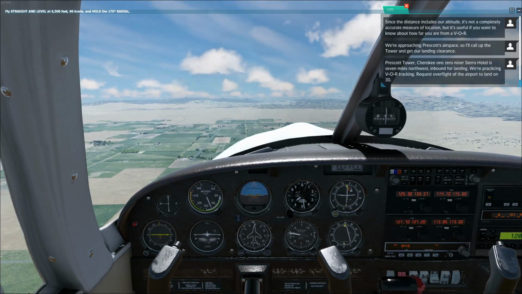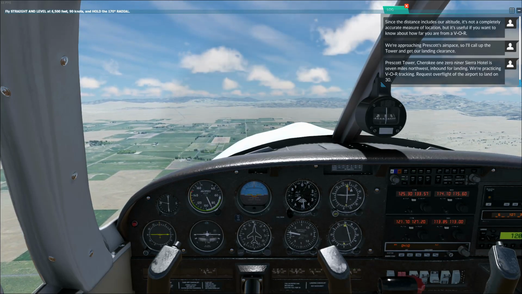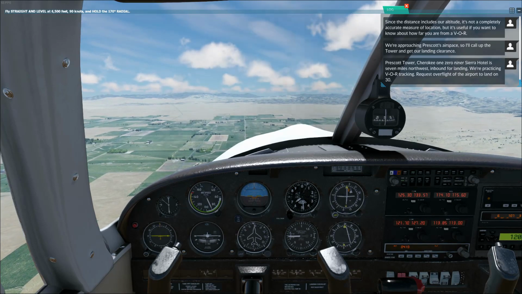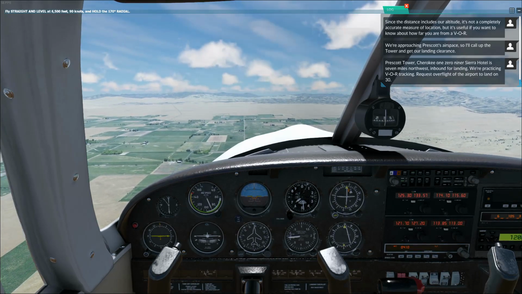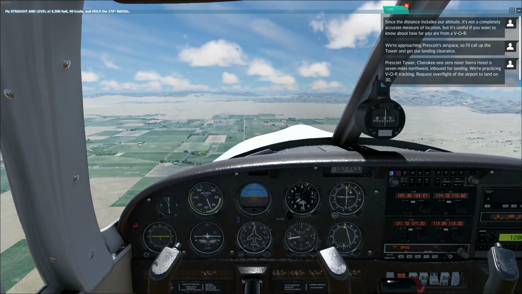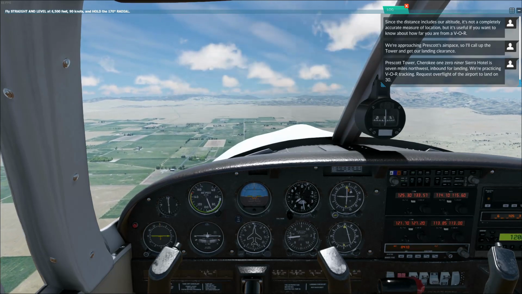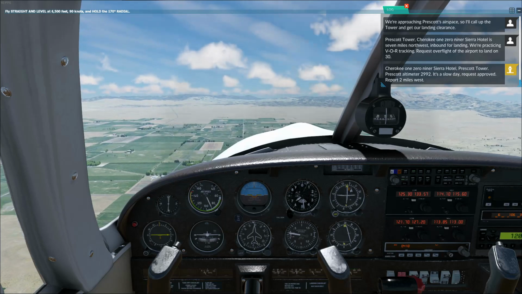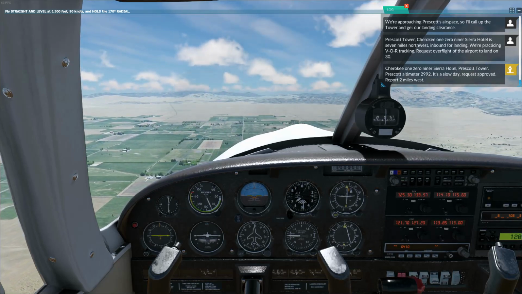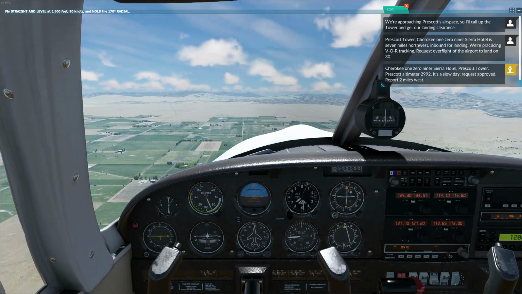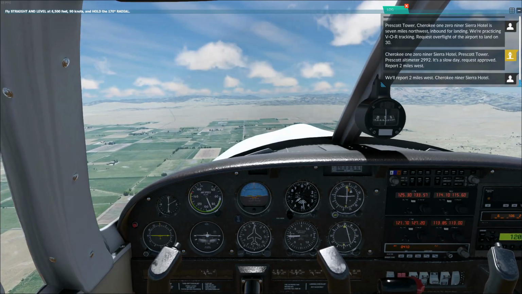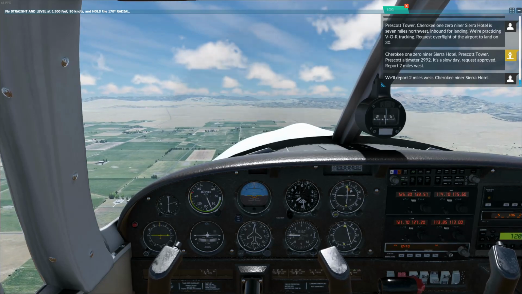Prescott Tower, Cherokee 109er Sierra Hotel is 7 miles northwest, inbound for landing. We're practicing VOR tracking. Request overflight of the airport to land on 30. Cherokee 109er Sierra Hotel, Prescott Tower. Prescott altimeter 2992. It's a slow day. Request approved. Report 2 miles west. We'll report 2 miles west. Cherokee 9er Sierra Hotel.